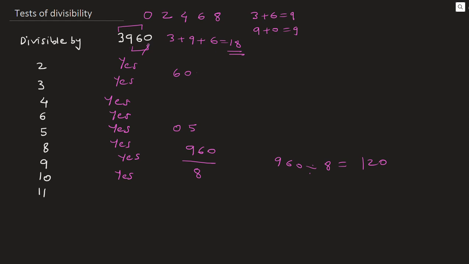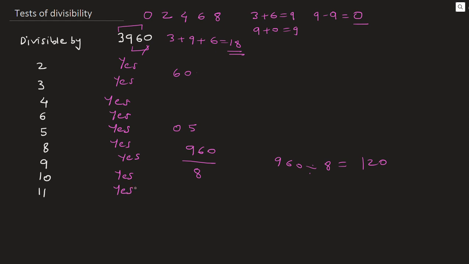So 9 and 0 are in alternate places and 3 and 6 are in alternate places. And I have to find the difference of these two sums. That is 9 minus 9, which equals 0. If that difference is equal to 0 or is divisible by 11, then this number is divisible by 11.